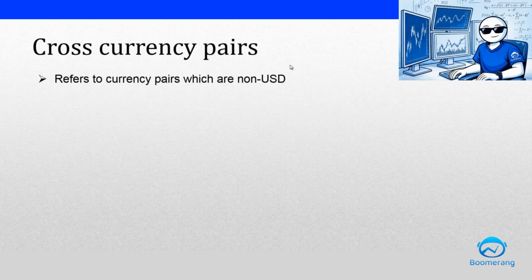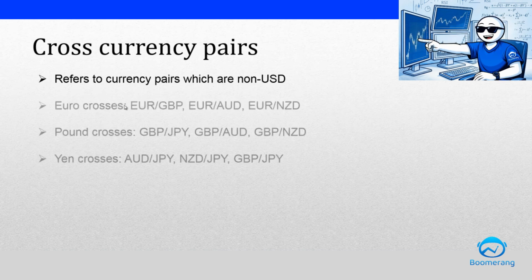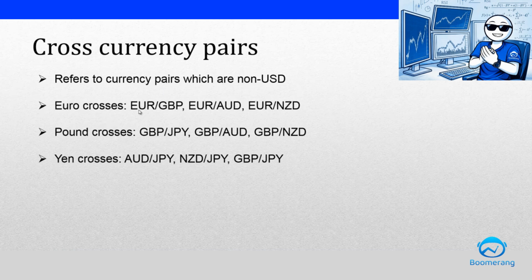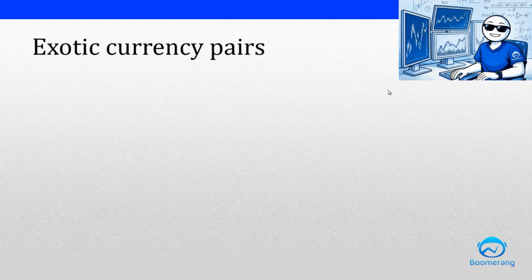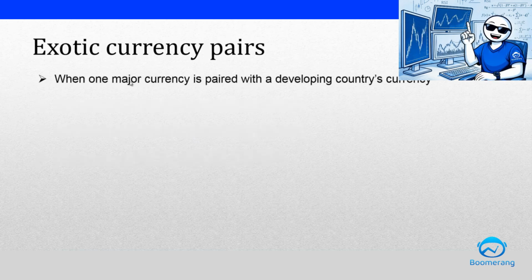The next one, cross-currency pairs. This refers to currency pairs which are non-USD, which don't have the USD denomination in them. For example, the euro crosses simply means currency pairs that have the euro currency in them, like the euro against the British pound, euro against the Aussie dollar, euro against the New Zealand dollar. Then you have the pound crosses like pound yen, pound against the Aussie dollar, pound against the New Zealand dollar, etc. Pretty simple stuff.